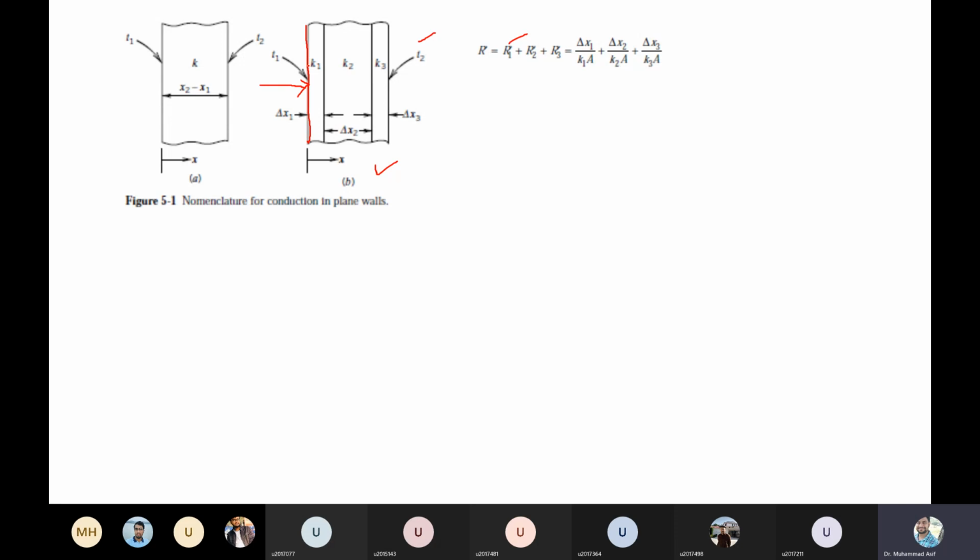In this case it is a plane wall, so in a plane wall the area remains constant. In which case is the area variable? In which case?